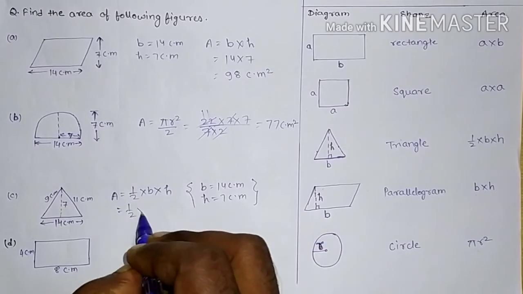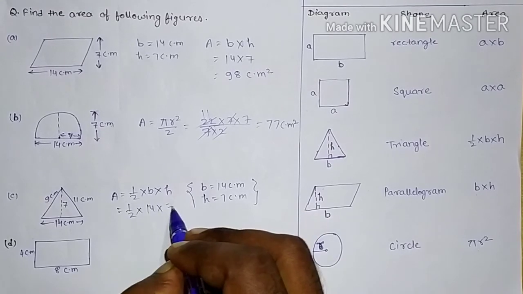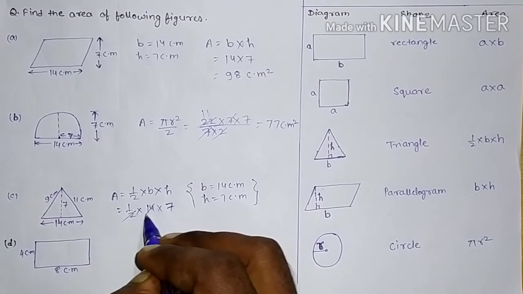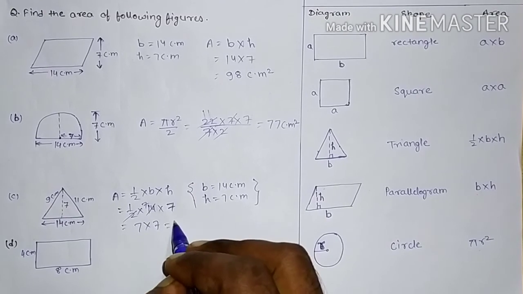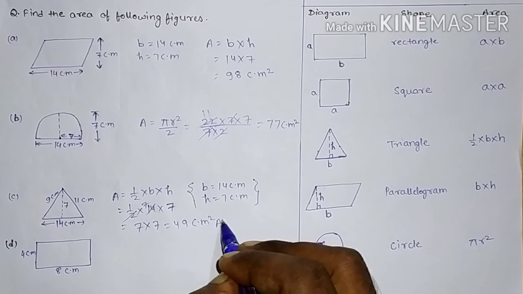So just put the value of base and height in this formula. Half into base is equal to 14 and height is 7. Now 2 and 14 cancel out, 2 7s are 14. Now 7 into 7, that is 49 centimeter square, and this is the answer.